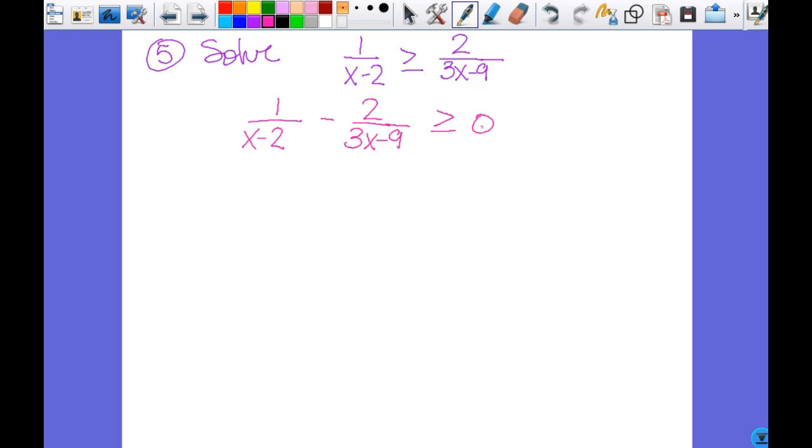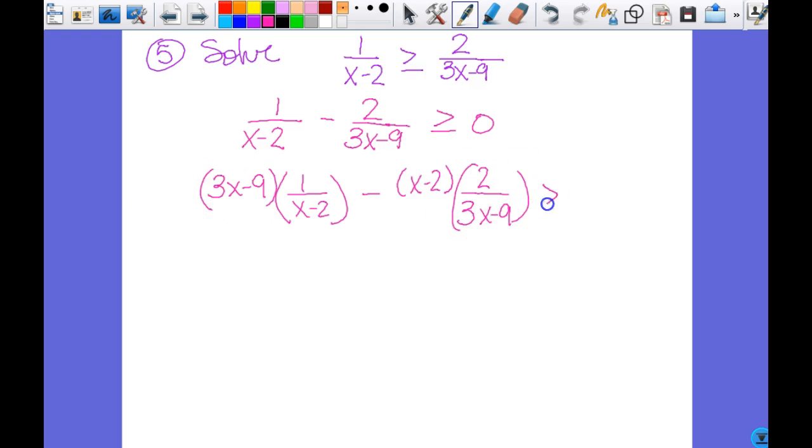So in order to do that, this one's missing the 3x minus 9. This one's missing the x minus 2, right? So when I do that, I don't want to skip a step. It's okay if you skip a step, but don't lose anybody. I'm going to do 3x minus 9 times 1 over x minus 2 minus x minus 2 times 2 over 3x minus 9. Everybody understand why I'm doing that?